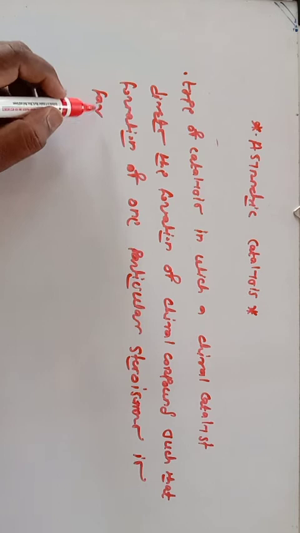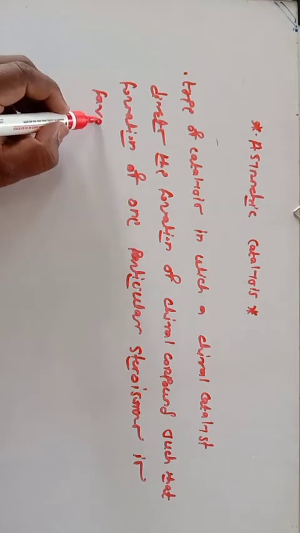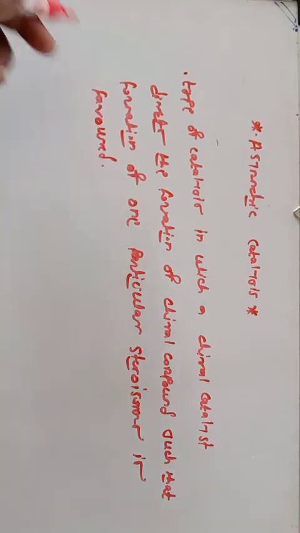Formation of a chiral compound such that the formation of one particular stereoisomer is favored. So this is the definition of asymmetric catalysis. It is a type of catalysis in which a chiral catalyst directs the formation of chiral compound such that the formation of one particular stereoisomer is favored.